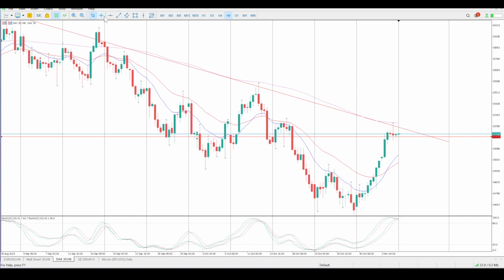Now, I'm going to put some structure in here because I think it's going to be very wise to pay attention to these levels. All right, like that. Okay, let's get down to the 3-hour now.